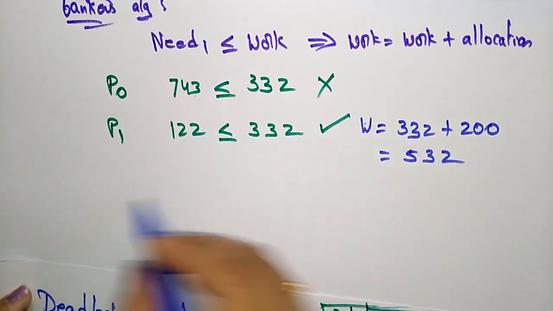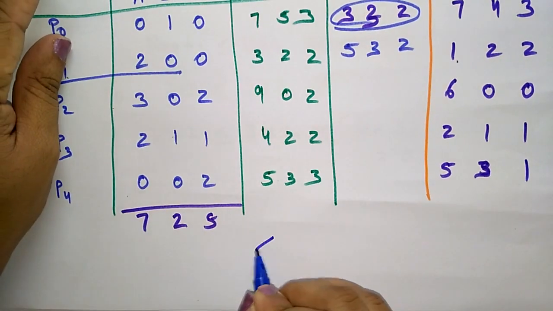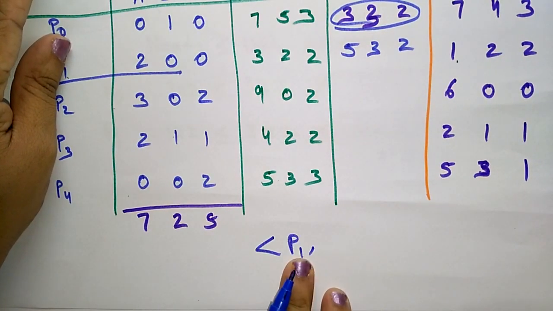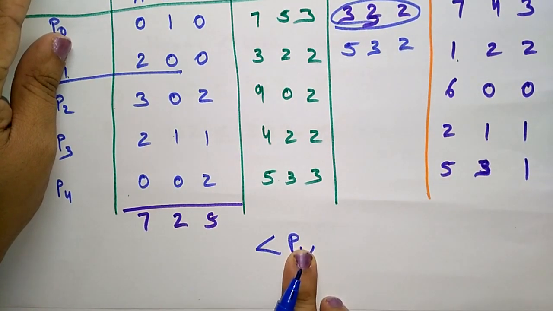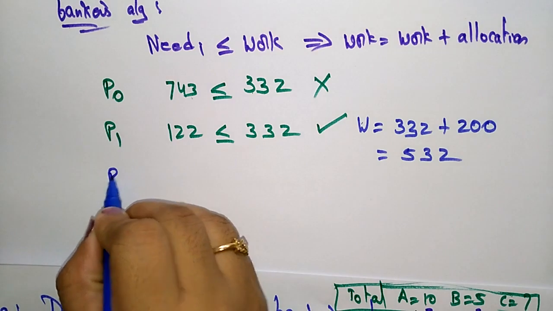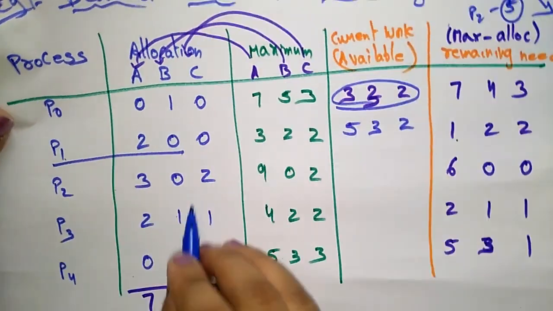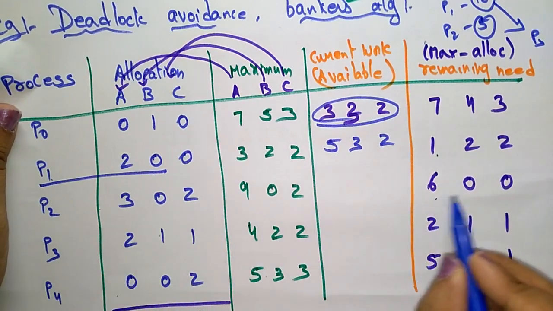Okay. So now arrange it in the sequence. So P1 enters into the sequence because it completed its work. The process P1 is successfully executed. And next I'll go for P2. So the P2 need is 600.